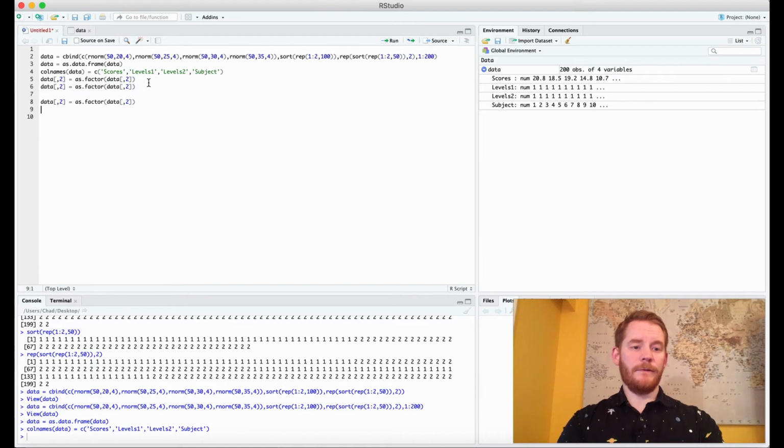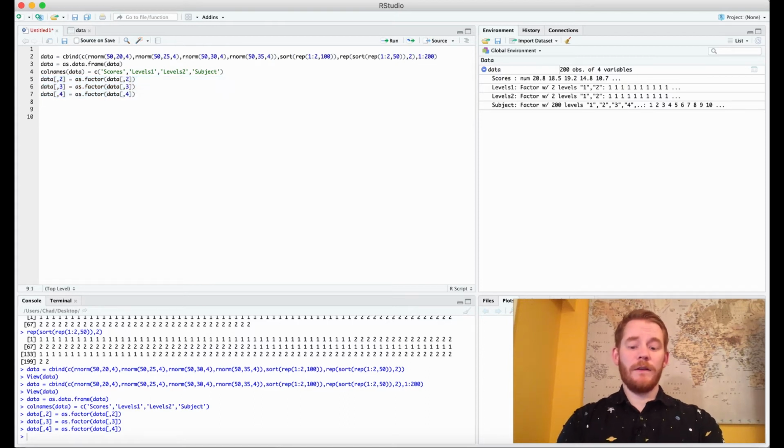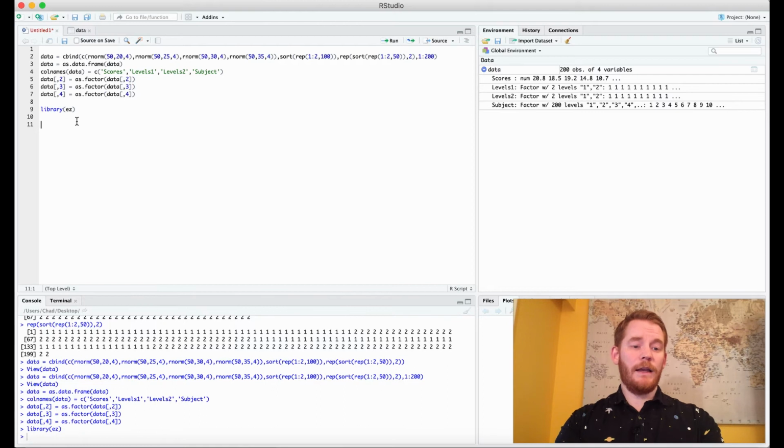And we'll do that for all of these here, except for the first one, which is our scores, which is actually numeric. And what we get is our first one's numeric, and then we have 3 different factor columns. We're going to use the easy package to do an easy ANOVA. And the way that this works is we're going to go ANOVA_results equals easyANOVA. It's not too intuitive, but it is fairly easy to use.